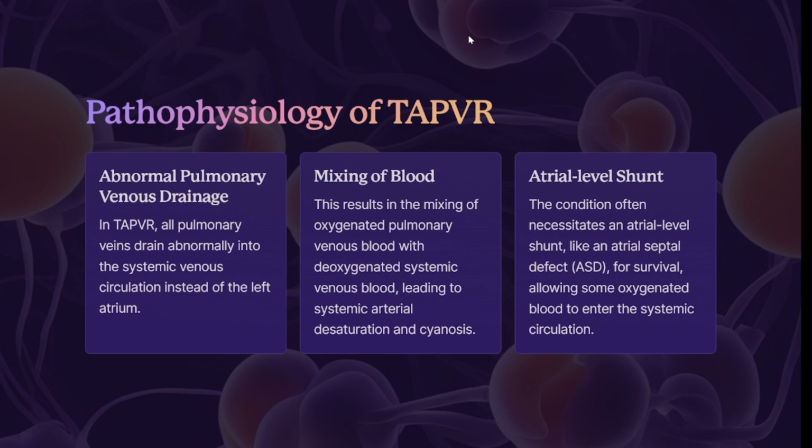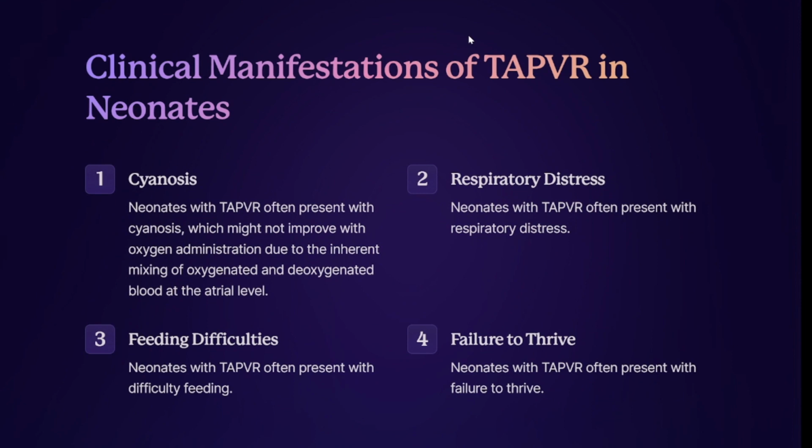Question 2. What are the clinical manifestations of TAPVR in a neonate? A. Neonates with TAPVR often present with cyanosis, respiratory distress, difficulty feeding, and failure to thrive. Cyanosis might not improve with oxygen administration due to the inherent mixing of oxygenated and deoxygenated blood at the atrial level. Question 3. How is TAPVR diagnosed?